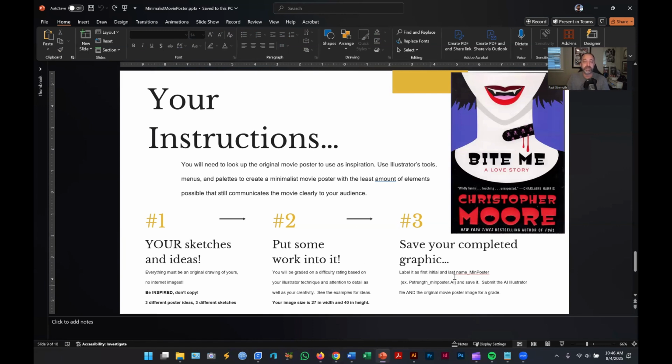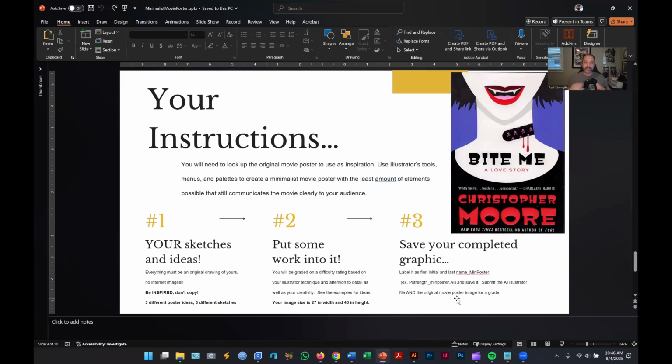You're going to create it, and then you're going to save your completed graphic. Label it with your first initial, your last name, and then min poster. I'll give you an example. Then save it and submit the Illustrator file, and then submit the original poster if you can. I really just want to make sure I'm seeing what the original movie was.